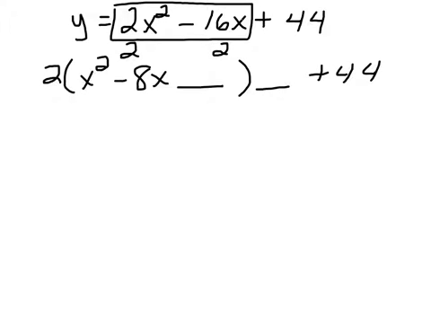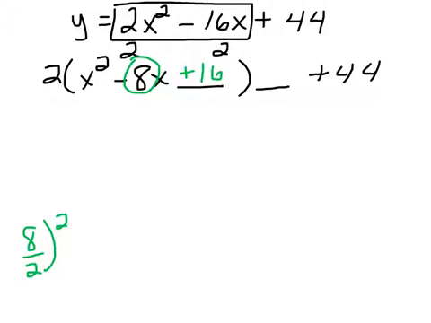The second step that I have to look for is to see what my new b is. My new b is 8. A lot of you were pulling the 16. Be very careful. You always pull the new b. And I divide it by 2, and I square it. 8 divided by 2 is 4. 4 squared is 16.